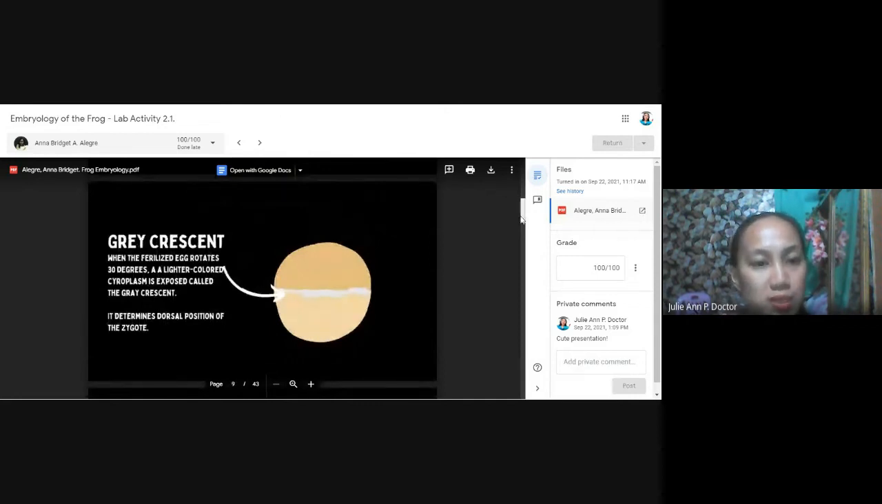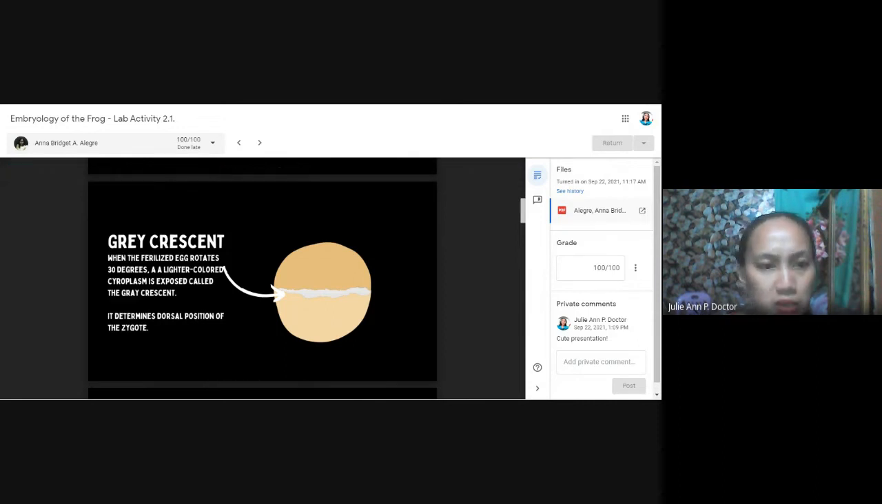Okay, so what is this? When the fertilized egg rotates 30 degrees, a light colored cytoplasm is exposed, called the gray crescent. It determines the dorsal position of the zygote. Again, the zygote is the fertilized egg. That is the term referring to the fertilized egg.